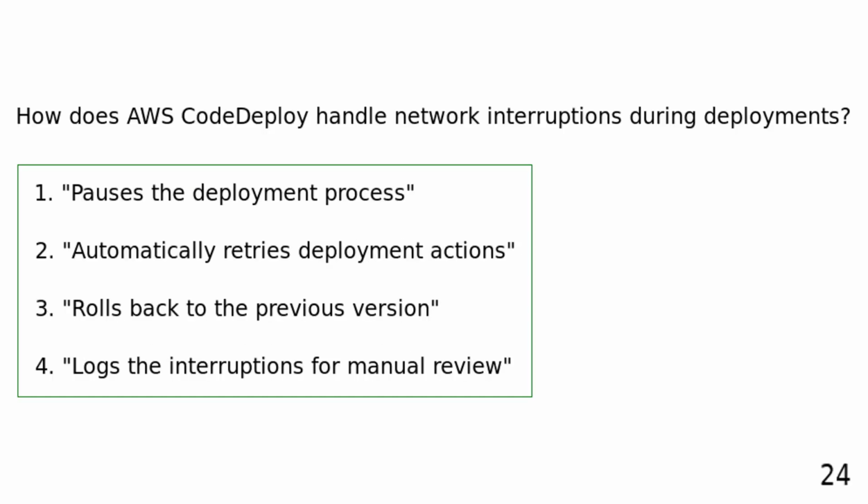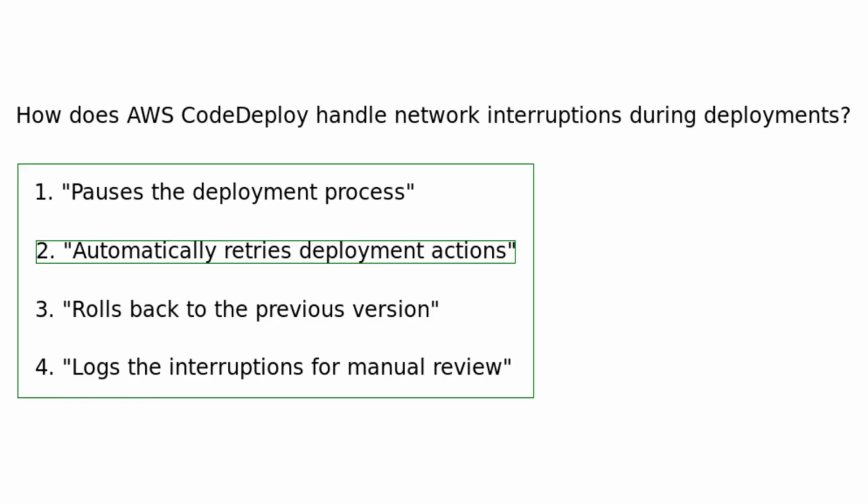How does AWS CodeDeploy handle network interruptions during deployments? Pauses the deployment process. Automatically retries deployment actions. Rolls back to the previous version. Logs the interruptions for manual review. AWS CodeDeploy automatically retries deployment actions in case of network interruptions.